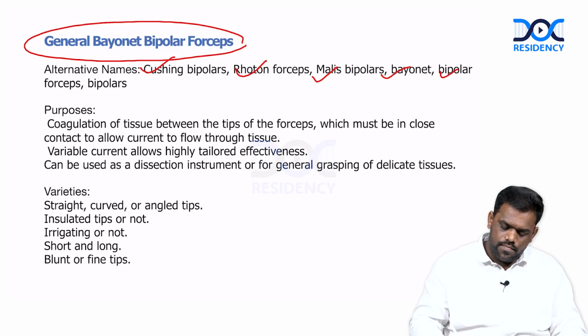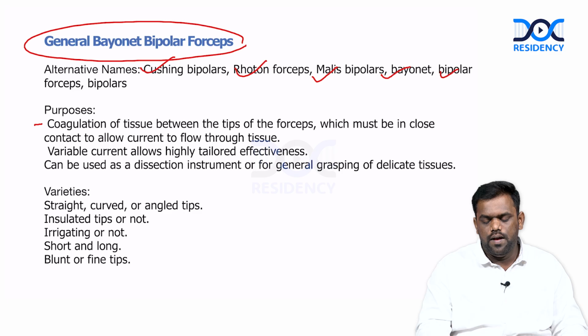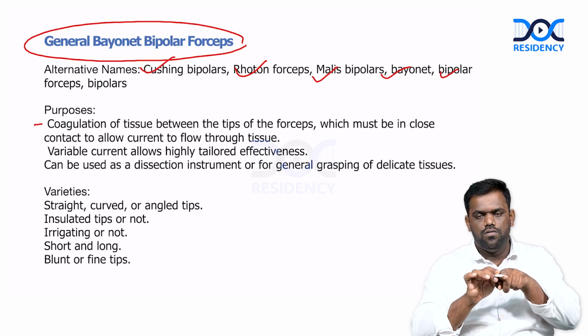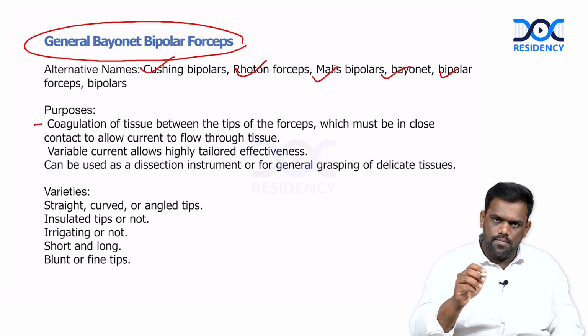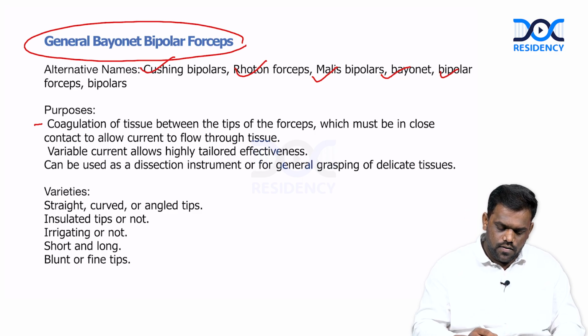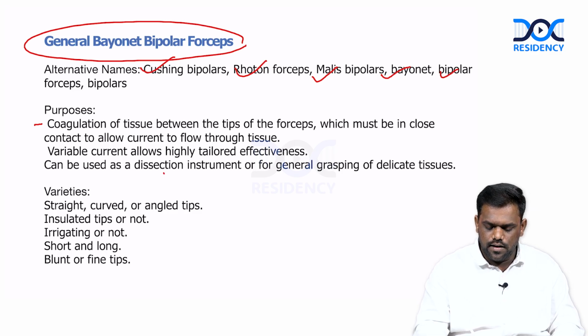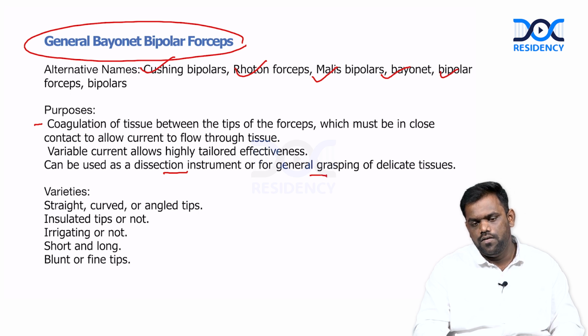The purpose is that it is mainly used for coagulation of tissue between the tips of the forceps, which must be in close contact to the current, to allow flow through the tissues. Mainly coagulation between the two edges of the forceps, like the mechanism of action of bipolar. The variable current allows highly tailored effectiveness. It can be used as a dissection instrument or for general grasping of delicate tissues.